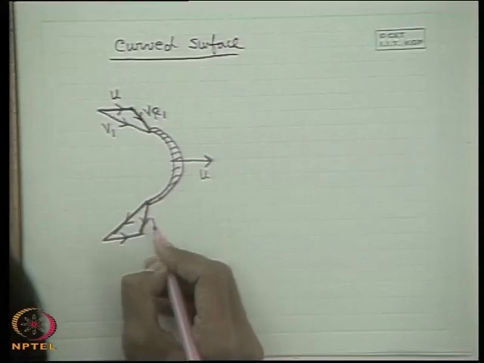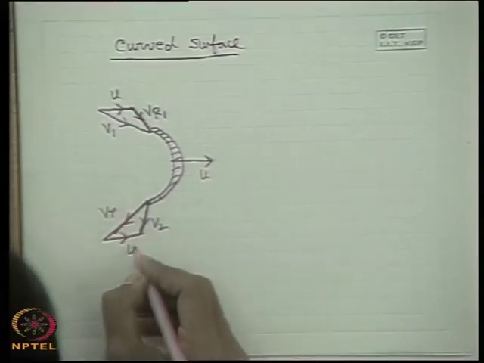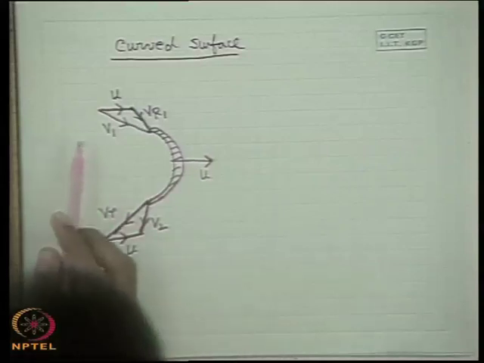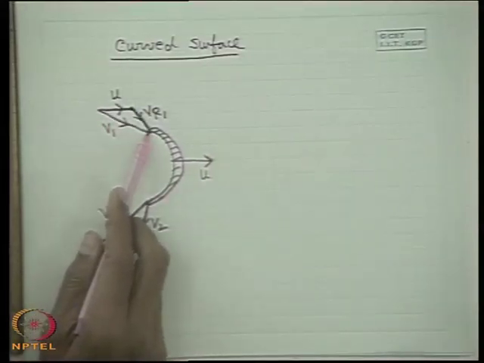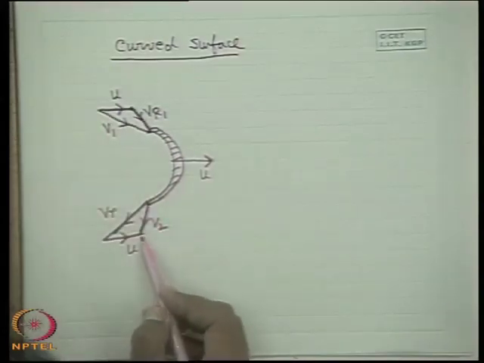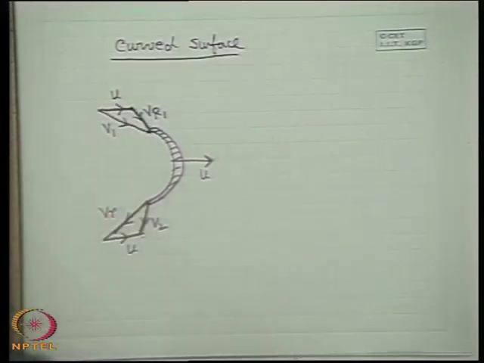this is V2, Vr2 and this is u. That means we can tell that if a fluid strikes the plane here at section 1 with a velocity V1 and comes out with a velocity V2, these are the absolute velocities. I have drawn the velocity triangle beforehand.